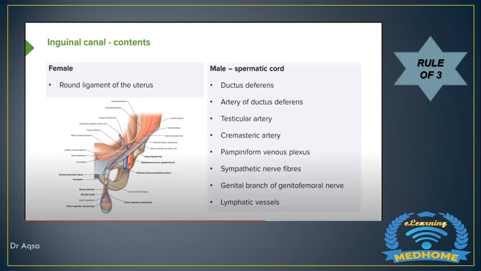In the female, the added thing is going to be the round ligament of uterus. In the male, it is going to be spermatic cord. So just for remembrance, we can make it easy: rule of 2 and rule of 3. So can anyone give us a quick revision of rule of 2, please?